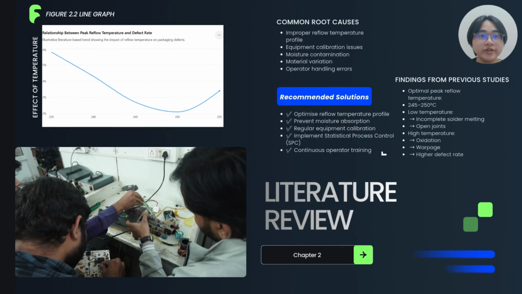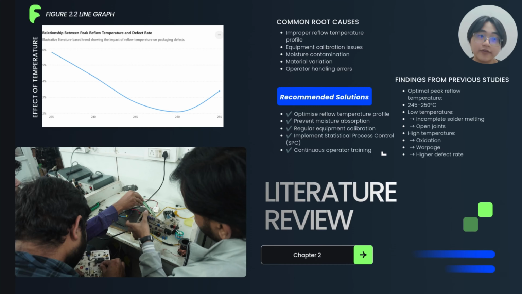The literature review identified several factors contributing to flip chip packaging defects. Among these, the reflow temperature profile is consistently reported as the most significant process parameter. Previous studies show that operating below the optimal temperature can result in incomplete solder melting and open joint, while excessive temperature may cause oxidation, package warpage, and increase defect rate.